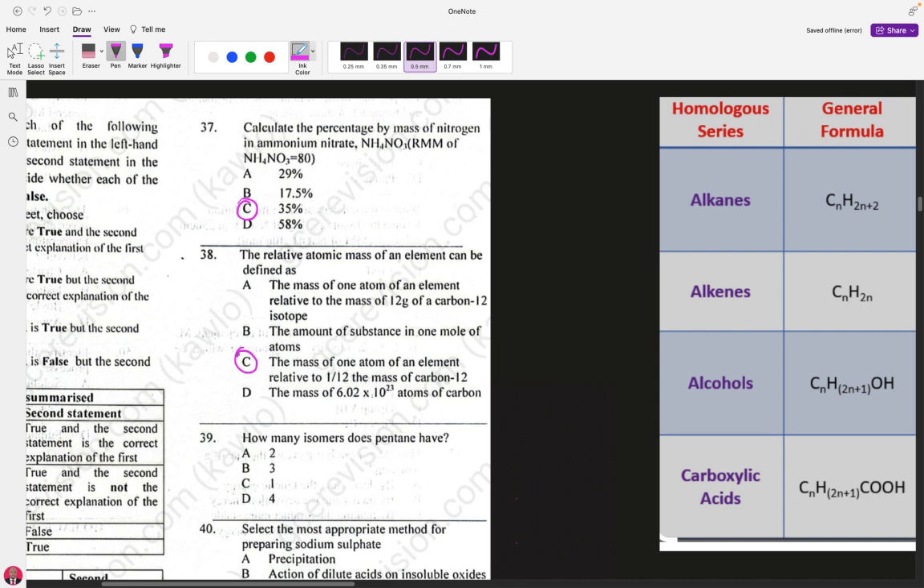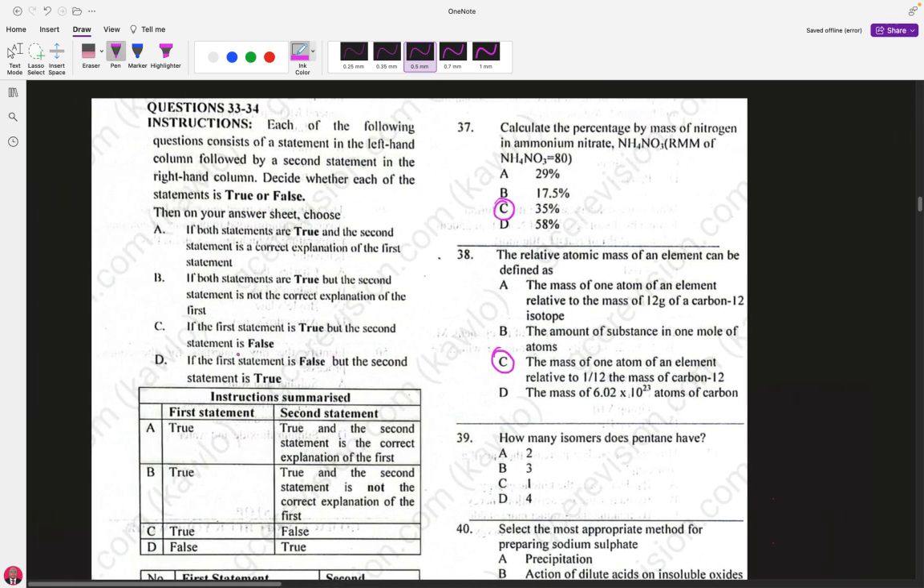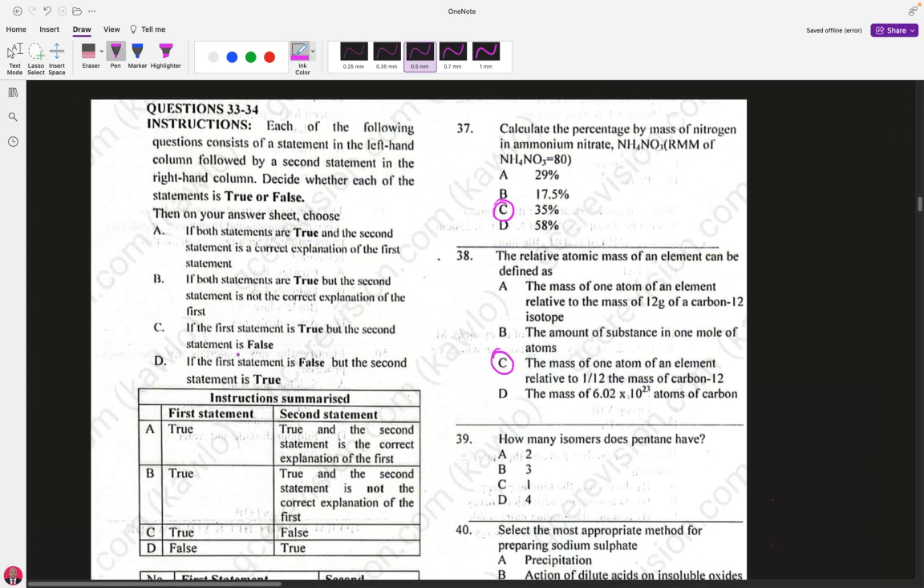38, C is the best option for the answer that has been given there. Now, let's go to question number 29. Question number 29 reads, how many isomers does pentane have?